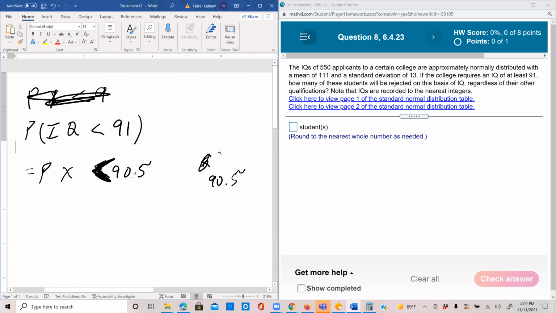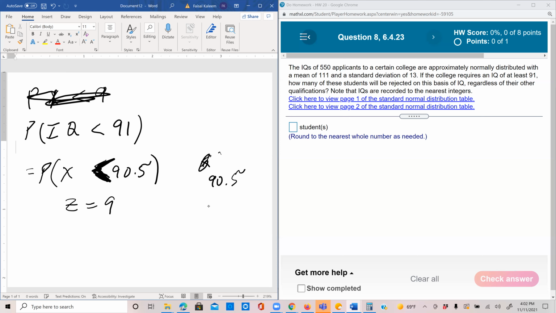And anytime you are less than 90.5, let's say 90.4, that would be rounded to 90, and that would be less than 91. So this is what it would reduce to once we apply continuity correction. Less than 91 will effectively be less than 90.5 in this case. Okay, so we need to change 90.5 into a standard score.